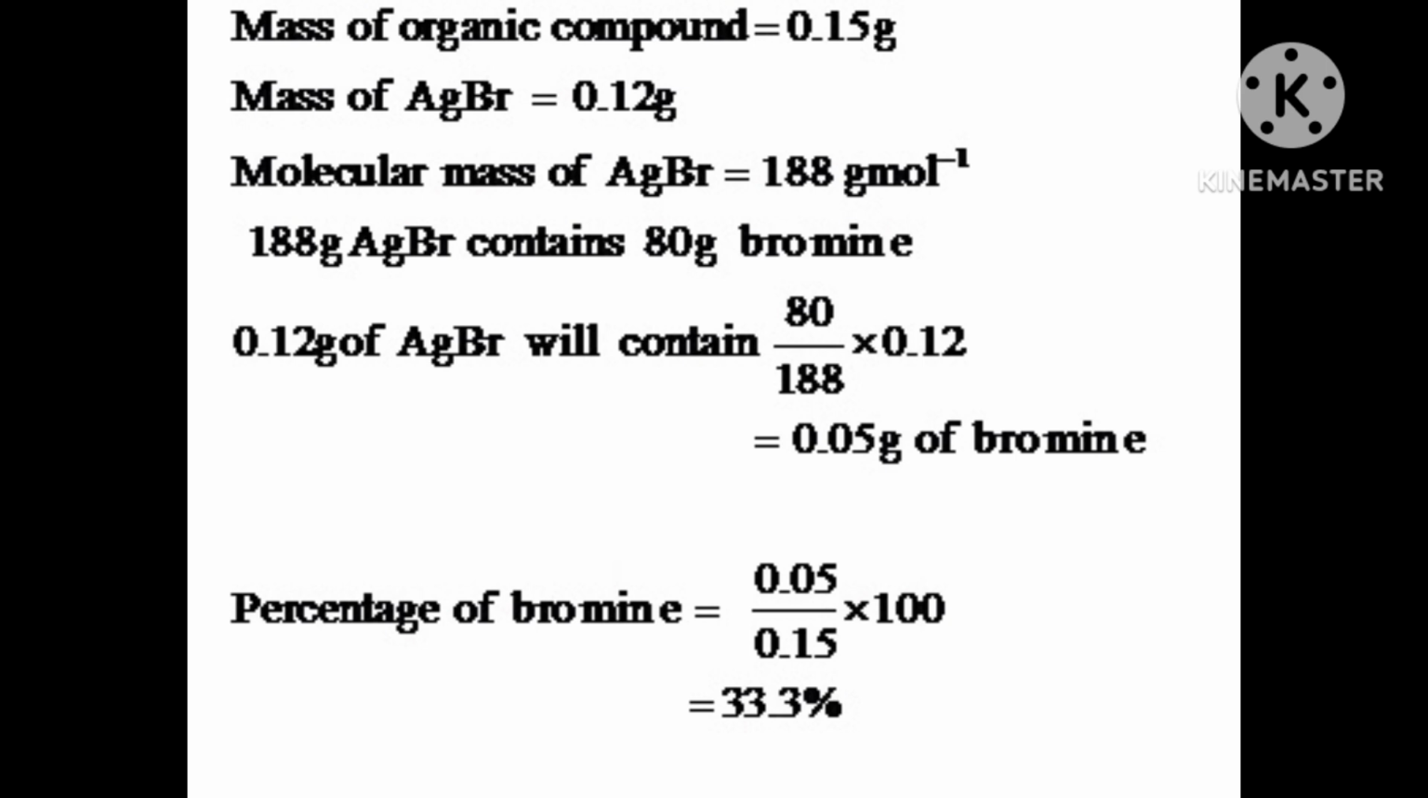Then M1 gram barium sulfate was there. Then for that M1 gram, how much will it have? Experimentally you have got M1 gram barium sulfate. The 233 gram barium sulfate contains 32 gram sulfur. Then 1 gram barium sulfate, how much? 32 divided by 233. Then M1 gram barium sulfate, how much? 32 into M1 divided by 233.